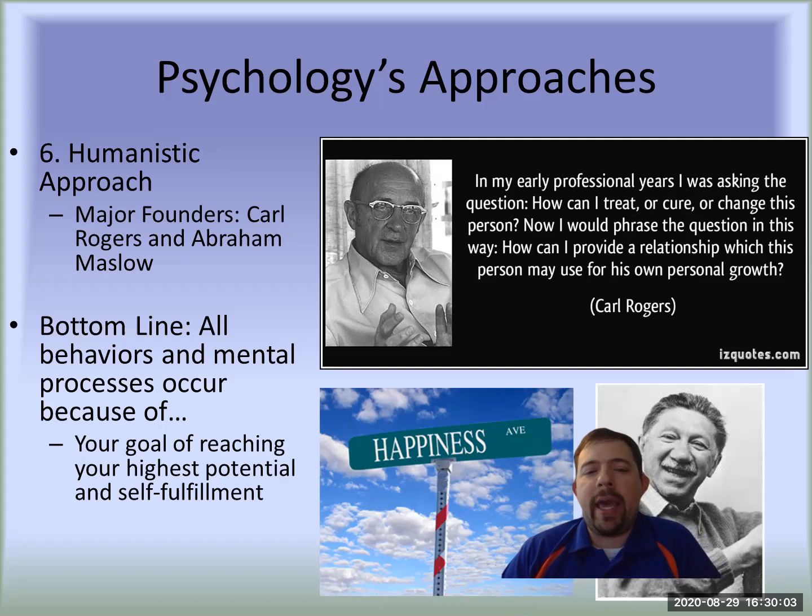And so as we look at our bottom line, all behaviors and mental processes occur because of our goals, because we have defined what it looks like for us to be the best version of ourselves. And that is different for everyone. They're not going to define that there's one path that's best for everyone. They will say you innately know what your path is. So if you have already decided that you're going to spend your life making art, then that's great. You are going to be fulfilled if you follow that path.